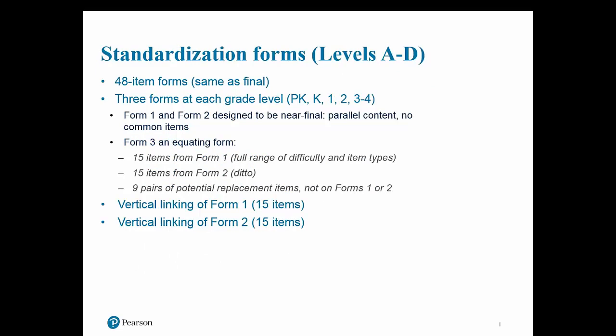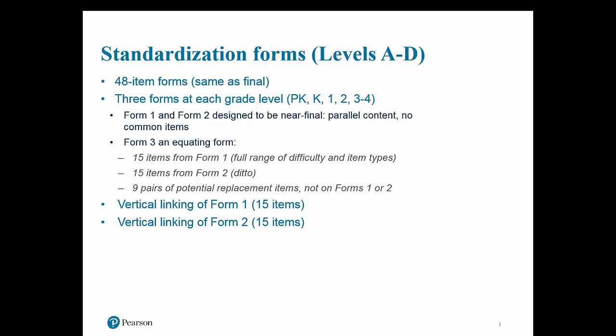So these standardization forms, we built them to mimic the final forms. So 48 items on each form. We had 3 forms at each of the grade levels. Form 1 and Form 2 were designed to be the final forms, so they had the full range of difficulty and the full range of item types and subtypes. And they were parallel to each other in content but had no common items.